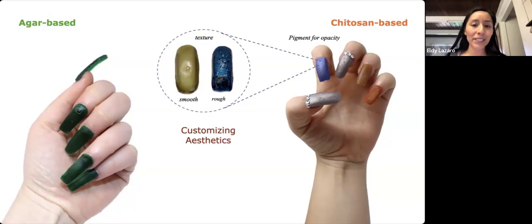Another way of customizing aesthetics was noticing that when we are using powder pigments, that changed the opacity of the nails. However, when we were using water-based food dyes in the agar-based nails, that gave us a lot of translucency. So water-based dyes keep the bioplastic very translucent, whereas powder pigments make the bioplastic opaque. We also explored some crystals and shapes and length of the nails.